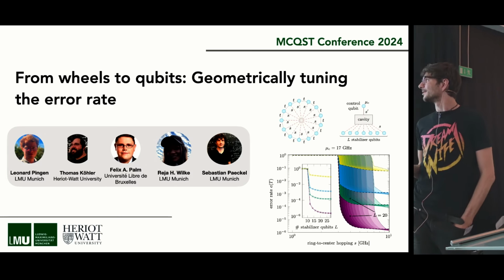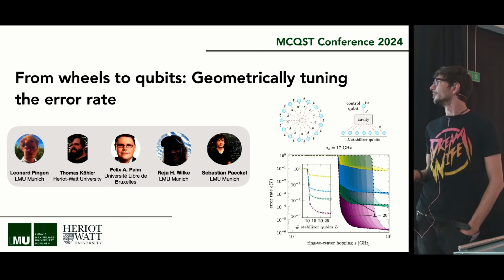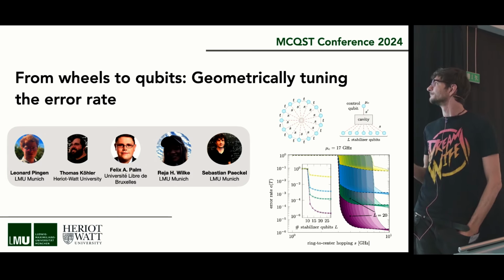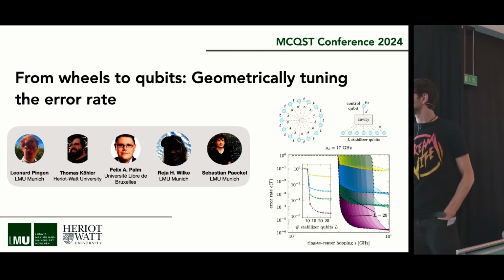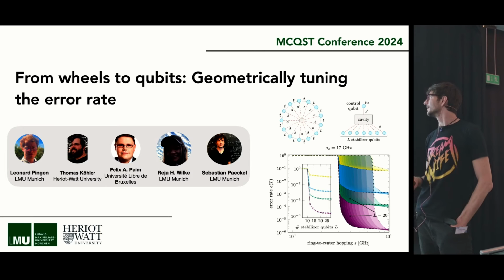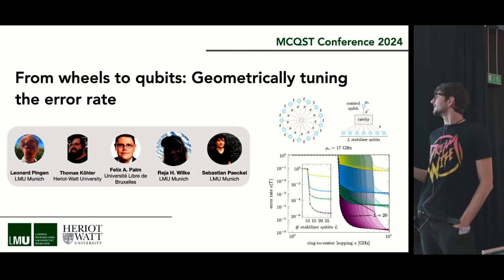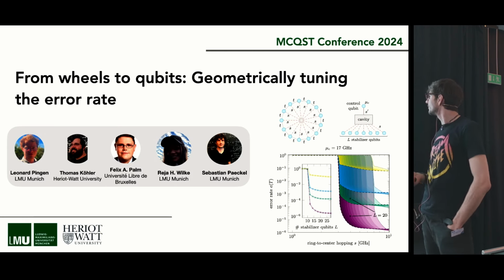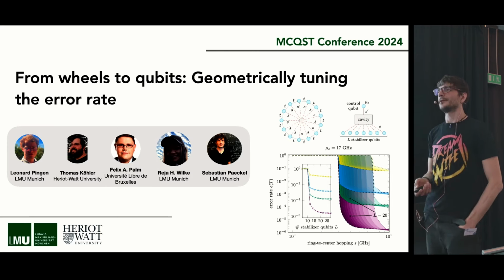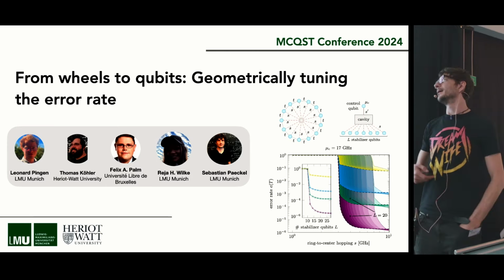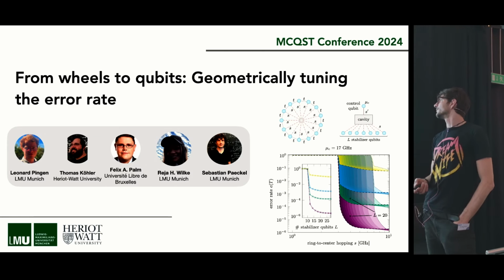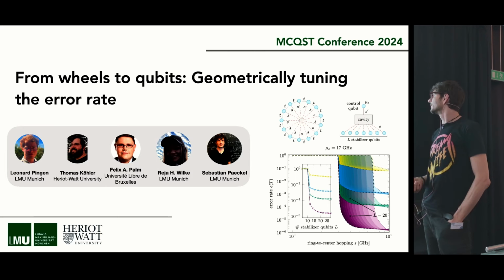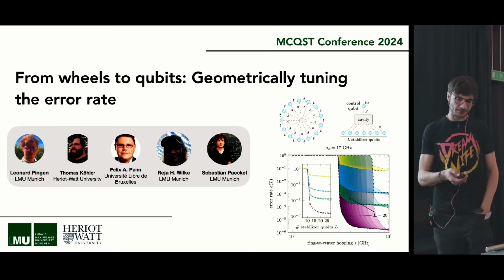So I'd like to wrap up some work that a lot of people did, taking us from investigating this funny little wheel problem towards a question of how we can apply it to circuit QED and create a logical qubit with a geometrically controllable error rate.